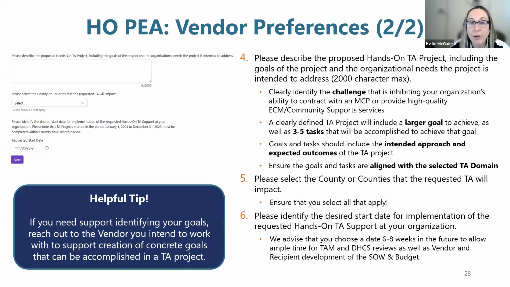You will also then select the county or counties that the requested TA will impact. If there are multiple counties, please make sure that you select all that apply. And then you'll identify your desired start date for implementation. This is an estimate, but we do advise choosing 6 to 8 weeks out to allow for the different reviews and SOW development. If you need support identifying your goals, because maybe they're broad and you're not really sure where to start, contact the vendors and discuss with them, and they will help with the approach, how to navigate submitting this application, and the best route to go. If we go to the next slide.